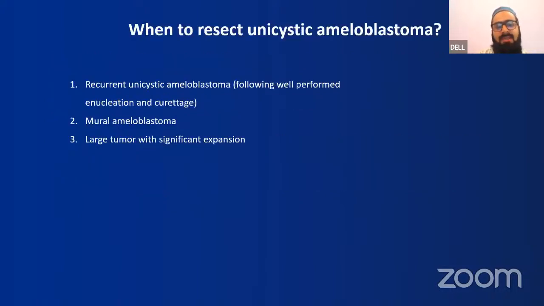So when to resect unicystic ameloblastoma? As per Peterson, when there is a recurrent unicystic ameloblastoma following an enucleation or a curettage procedure. The second is the mural ameloblastoma, where resection has to be planned. Some authors have suggested that the resection margins can be as little as 0.5 to 1 centimeter as compared to the solid type. And also in case of a large tumor, when there is a possibility of pathologic fracture of the mandible.